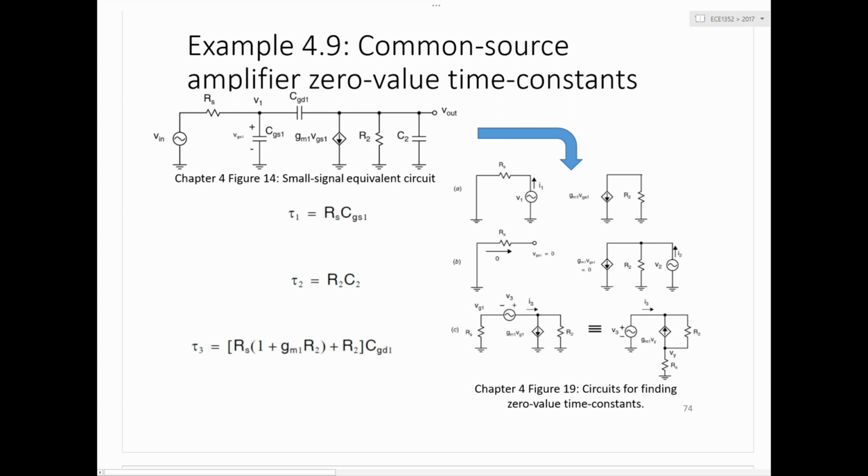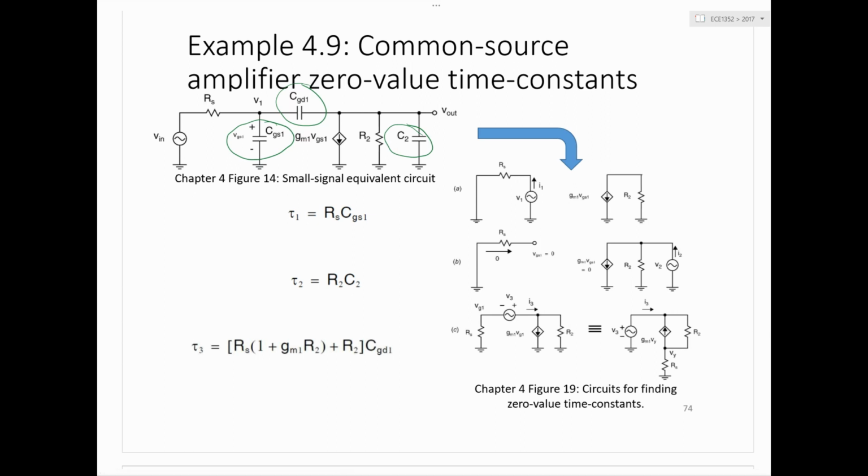So here we're just finding the three time constants. Tau 1 is the time constant of CGS, of the input transistor. Tau 2 is the time constant of the output capacitance, C2, which includes the parasitics associated with Q1 and Q2, but also the load capacitance. And then finally, you've got Tau 3, which is the time constant associated with CGD.